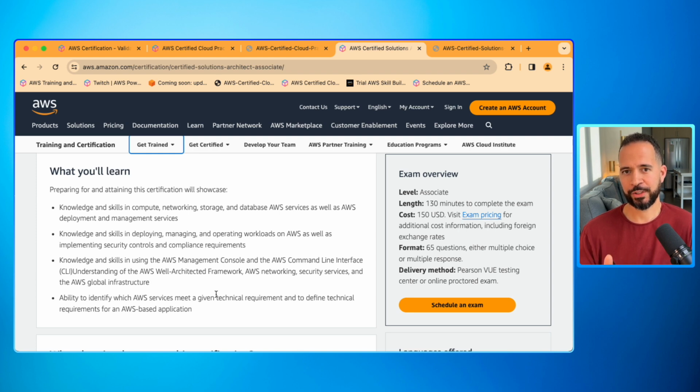A lot of the questions that you're going to have to solve for, you're going to have to look through the lens of that well-architected framework to make sure you're picking the right answer according to the AWS well-architected best practices. You also have to know about AWS networking, security, and AWS global infrastructure. And then regarding technical requirements, you need to be able to match up the right set of AWS services with the technical requirements, and then be able to pick the right answer based on the solutions and the technical requirements that you need to meet.